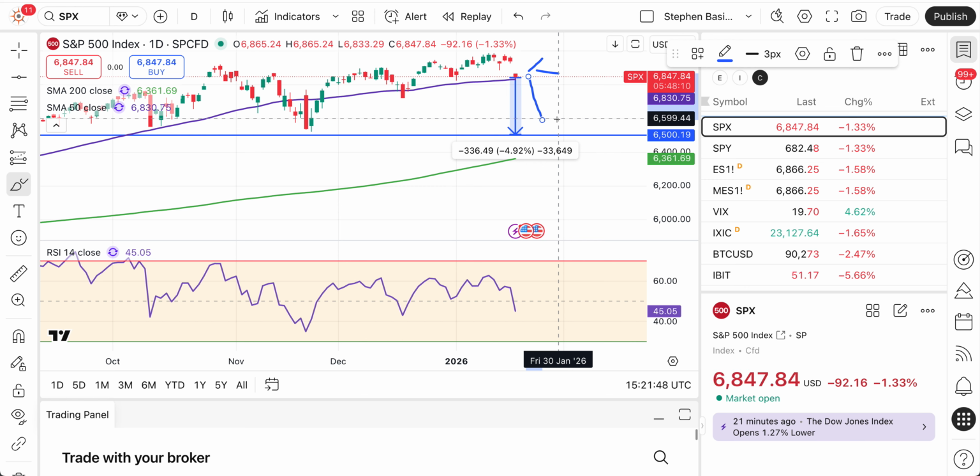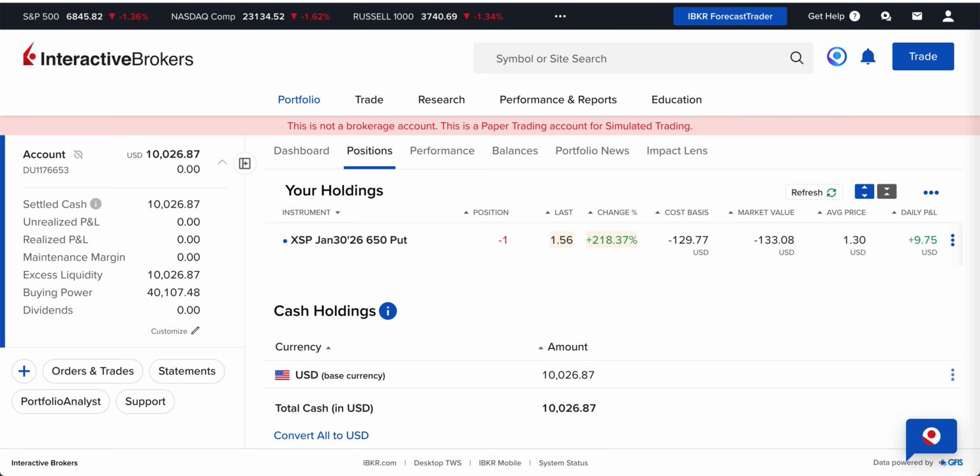So if the S&P gets down to 6,600 here, we're going to basically roll out and down. What that means is we're going to reduce our break-even price even further. We're going to take evasive action on the trade. So let me show you what that means.